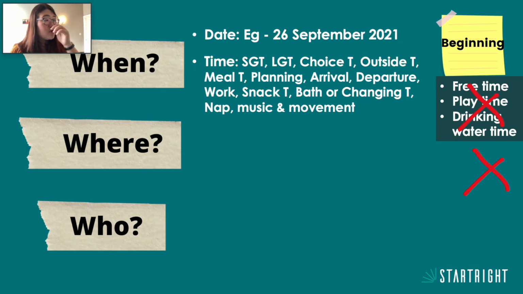Alright. Don't put free time, play time, drinking water time, because here at StartRight there is no free time. Everyone is busy. Children come here and they are very busy. There's also no playtime, because when you say free time and playtime, people think, you go to school for what? So much free time, so much playtime. So we want to change it to during choice time, during small group time, large group time. Even if you are with a small group of children, just call it small group time.